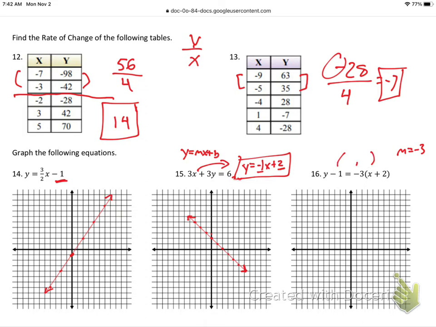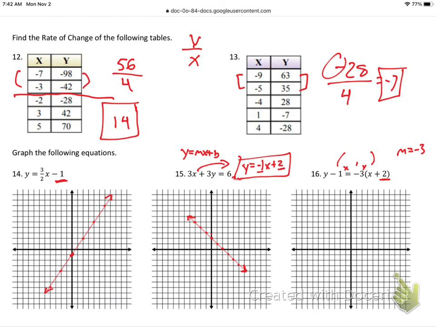I'm sorry, not where does it originate from. What does it pass through? And this is going to be my x. This is going to be my y. So if it's in point-slope form, that means if I put it in as the opposite, I need to take it out as the opposite.